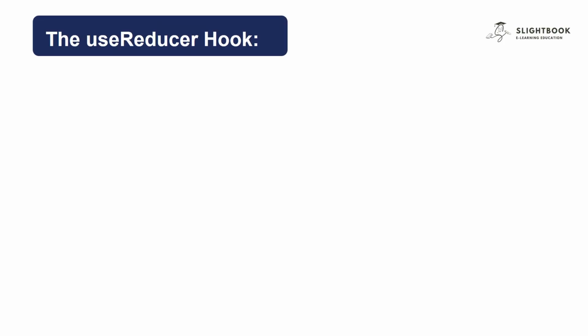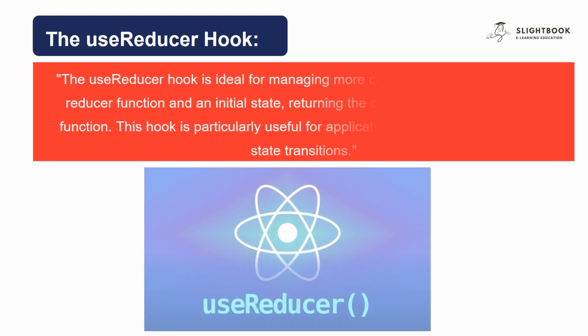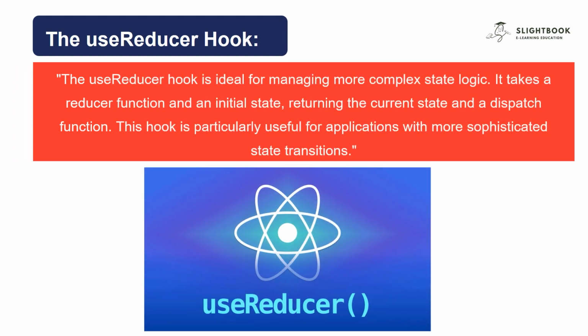The useReducer hook. The useReducer hook is ideal for managing more complex state logic. It takes a reducer function and an initial state, returning the current state and a dispatch function. This hook is particularly useful for applications with more sophisticated state transitions.